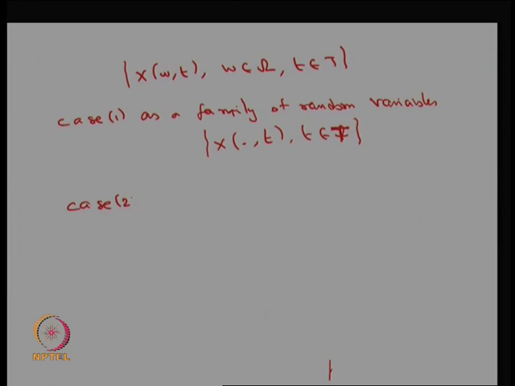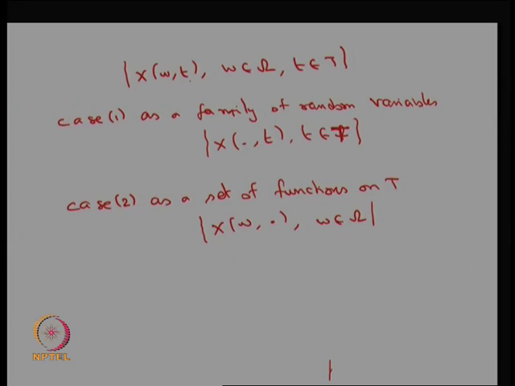The next one, case 2, is nothing but a set of functions on capital T, that is a collection of X(ω, ·) for ω belonging to Ω. That means I have made a function on capital T, and once I fix one ω, I have one function, and if I fix another ω, where ω is a possible outcome, I get a different function. Therefore I can create a stochastic process X(ω, t) either by fixing a t or by fixing the ω. Accordingly I have two different ways of creating a stochastic process.